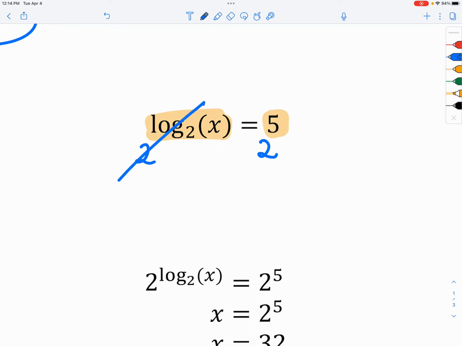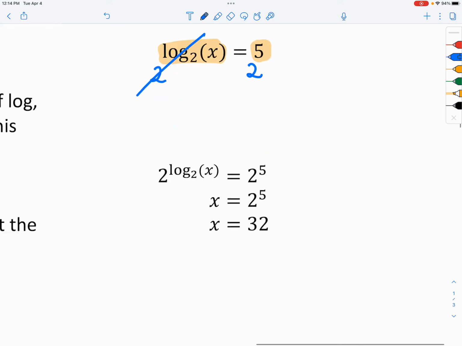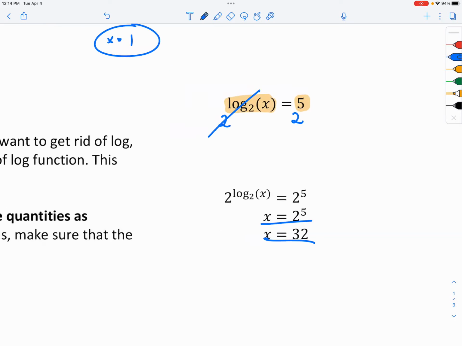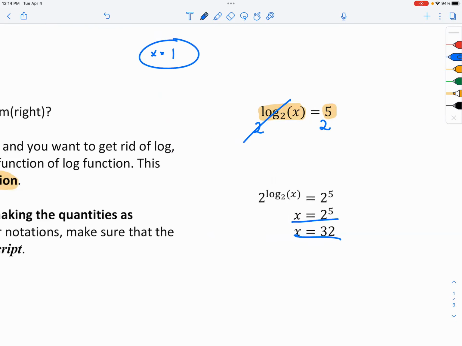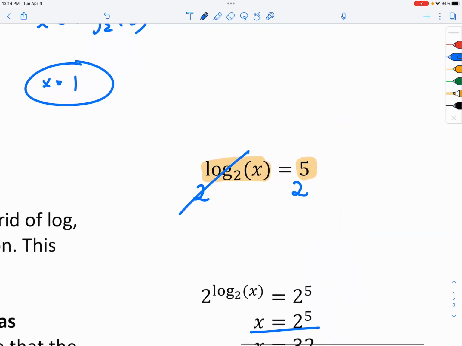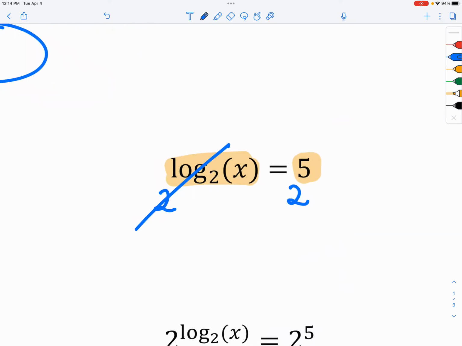And why do we do this? Because now they are inverses. They can cancel each other out. So that's why we have x equals 2 to the 5th power, which is 32. Okay? So that's what we call exponentiation. Again, you're making those numbers to be the exponents of an exponential function. And the base of the exponential function is determined by the base of the log. Okay, so that's how we get rid of log.